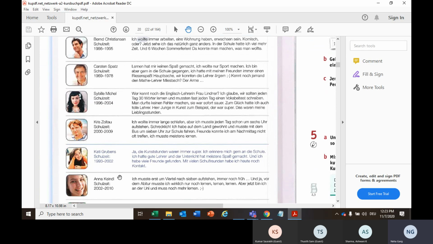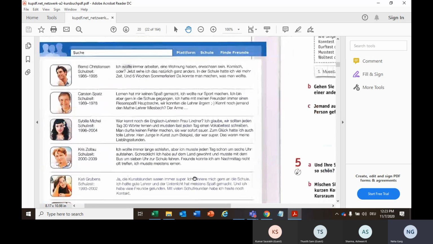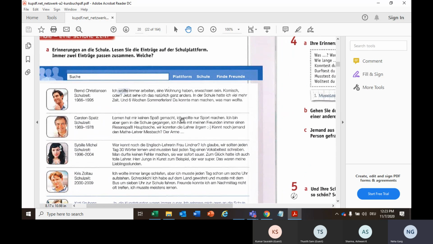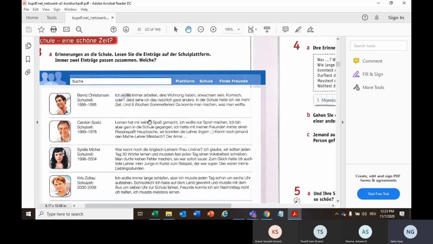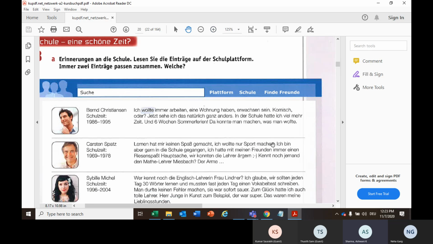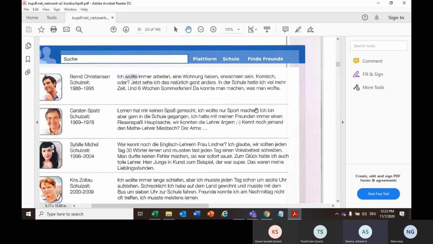So there are some people, 1, 2, 3, 4, 5, 6, 7, 8. Let's read some of the information from these people. They are talking about their school time, so obviously this is in past tense. Let's read and understand what they are saying about their memories from the school time. So Ashwini, let's start with you. You can read the first paragraph, then Saurabh, and then Sam. Okay. So this is from Bernard Christiansen, school site, 1986 to 1995. Auf Deutsch.